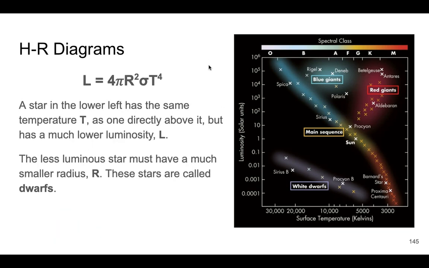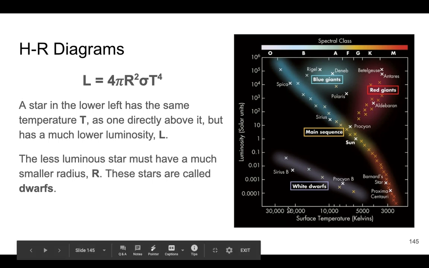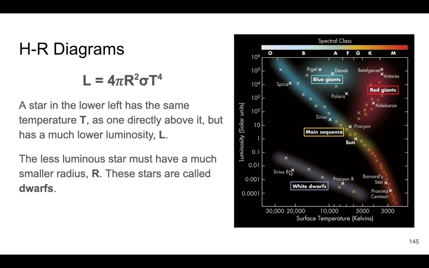If you look at the stars on the lower left, these guys have the same temperature as the stars that are directly above them. So we'll compare Sirius B to Spica. Both these guys are over 20,000 Kelvin. But Sirius B has a much lower luminosity than Spica. Spica is about 10,000 times as bright as the sun. Sirius B is less than 100th the brightness of the sun. And the reason that is, even though they're the same temperature, is Sirius B is much smaller. Sirius B is a dwarf.